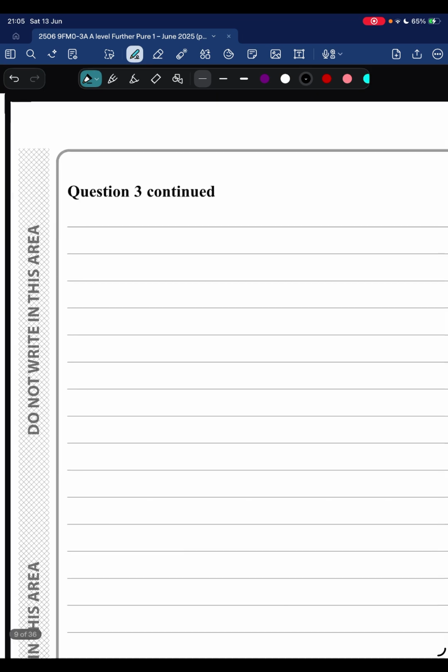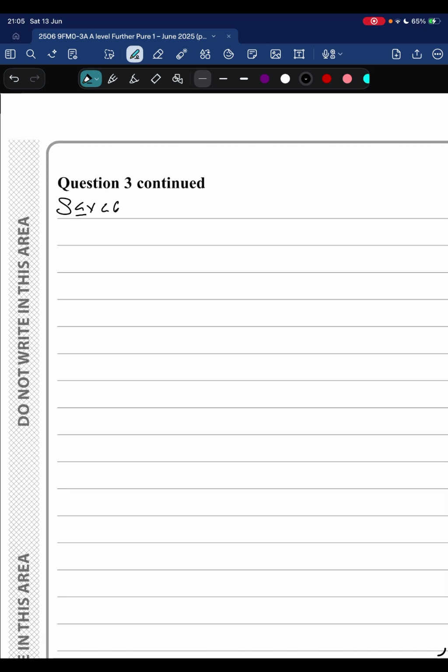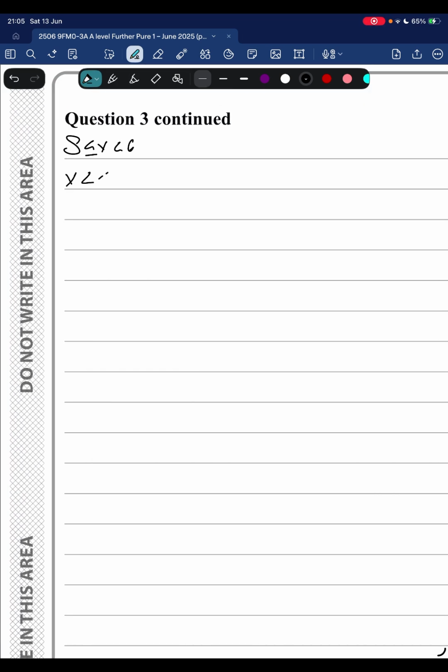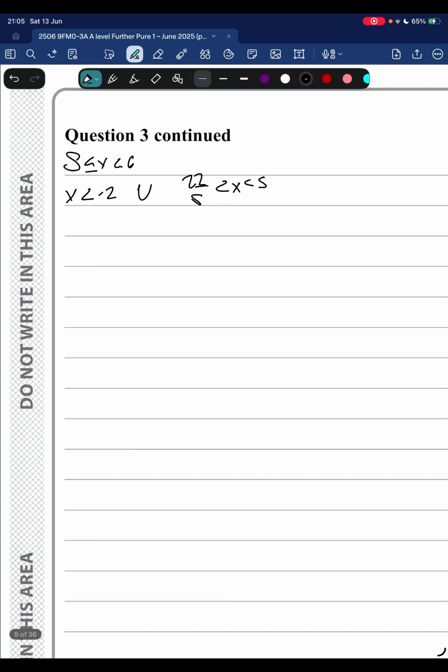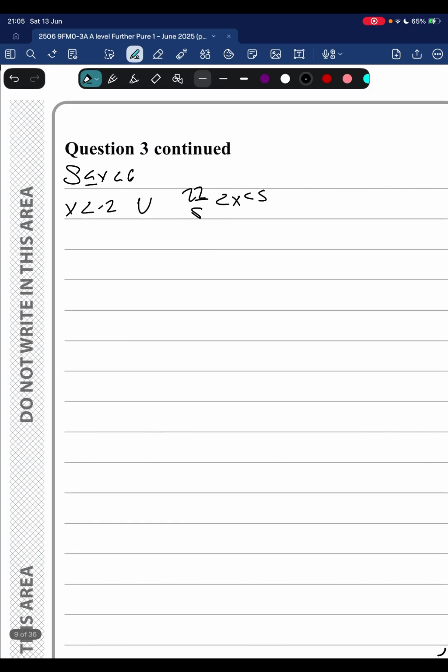So we have 5 is less than or equal to x less than or equal to 6, and x less than minus 2, or 22 over 5 less than x less than 5. Okay, so we can combine this. 22 over 5 is like 4.4, right? So we can write this as x is less than minus 2 union 22 over 5 less than x less than 6. And that's that question done.